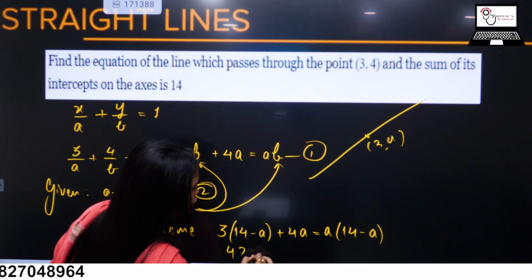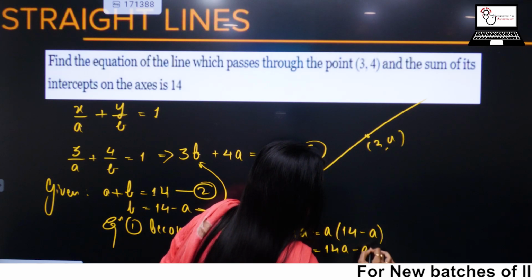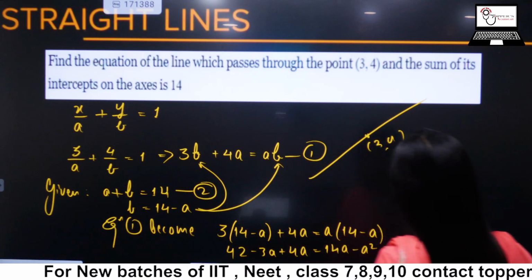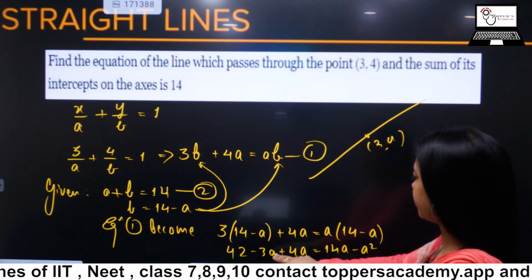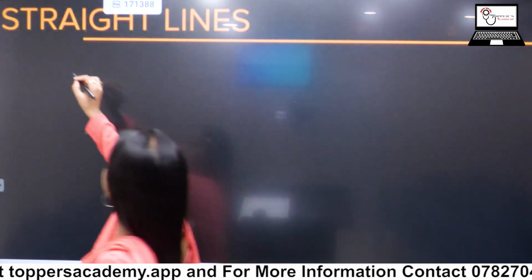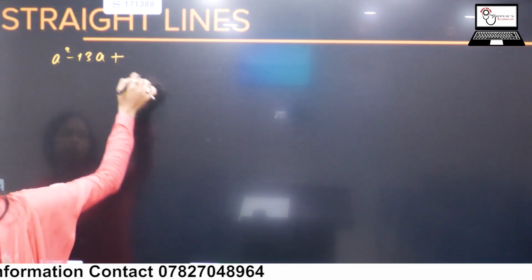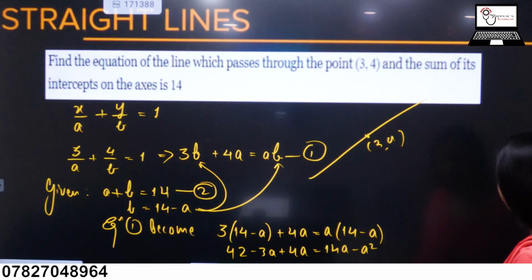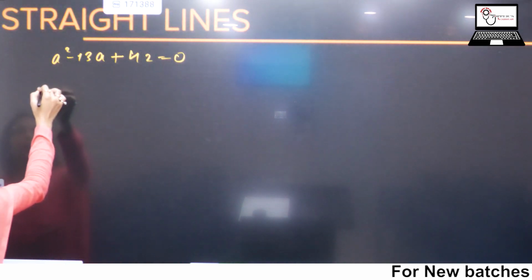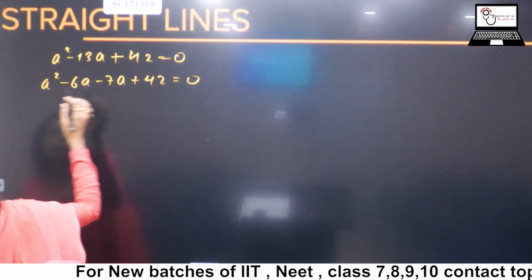This is 42 minus 3A plus 4A is equal to 14A minus A square. This changes into 4A minus 3A, that is A, so 14A minus A is 13A. So, A square minus 13A plus 42 equals 0. A square minus 6A minus 7A plus 42 equals 0.